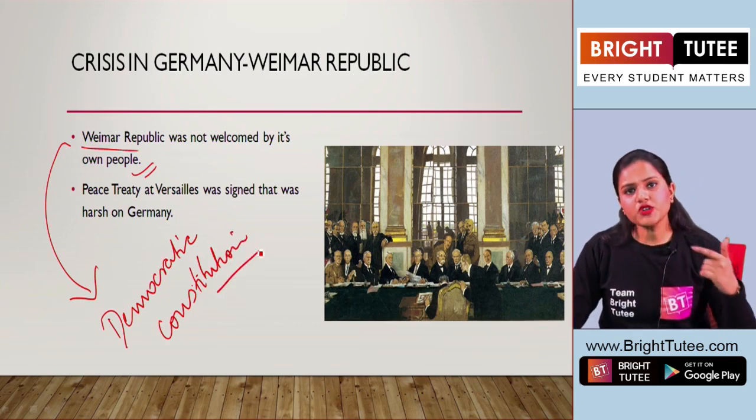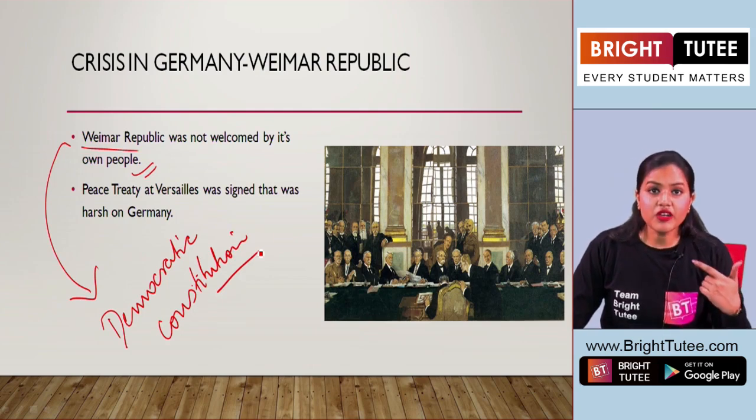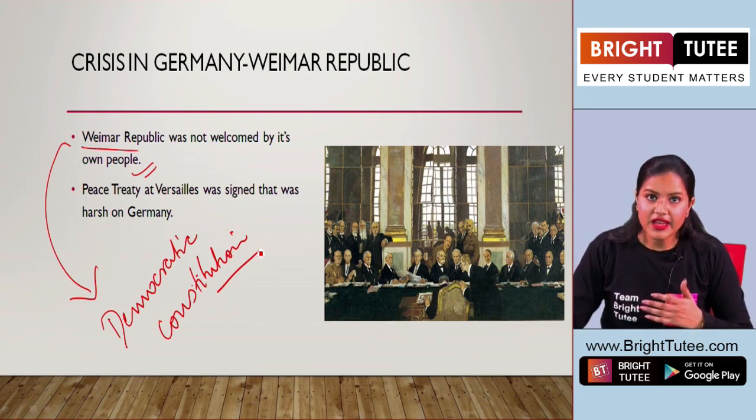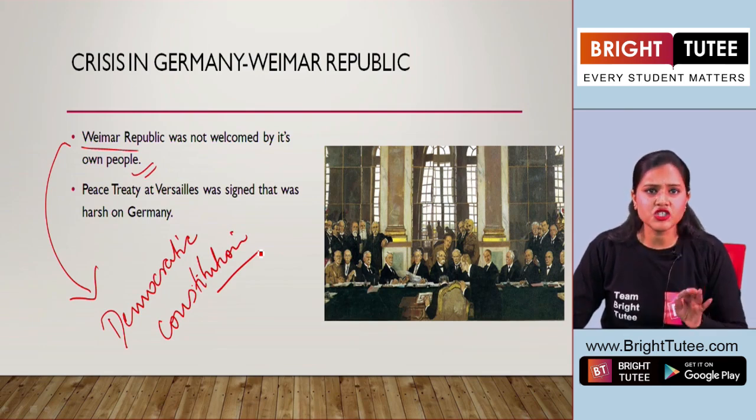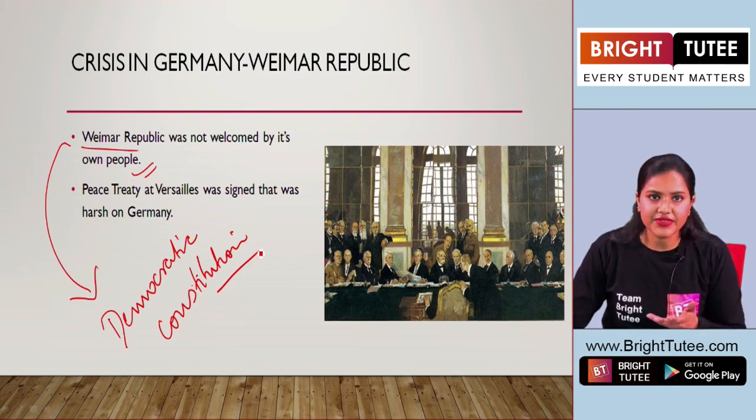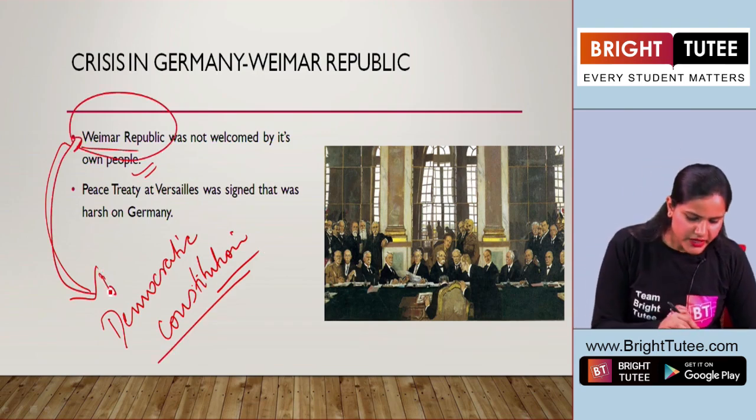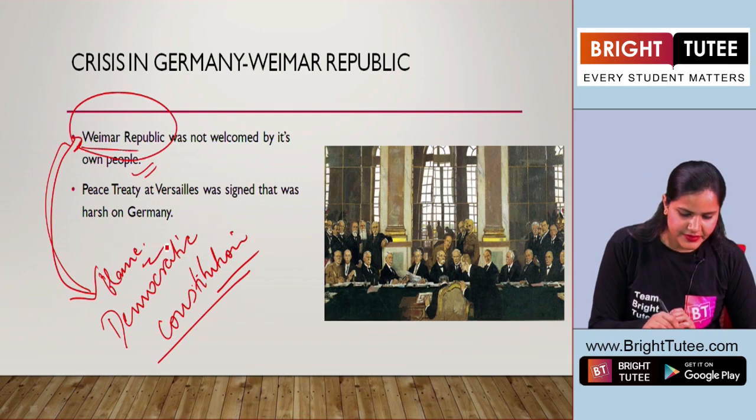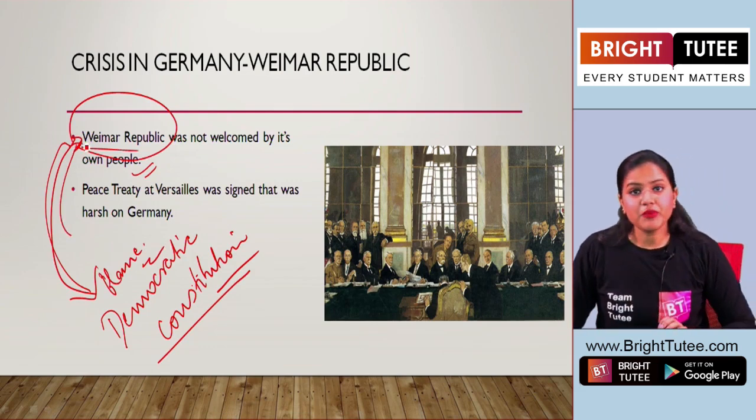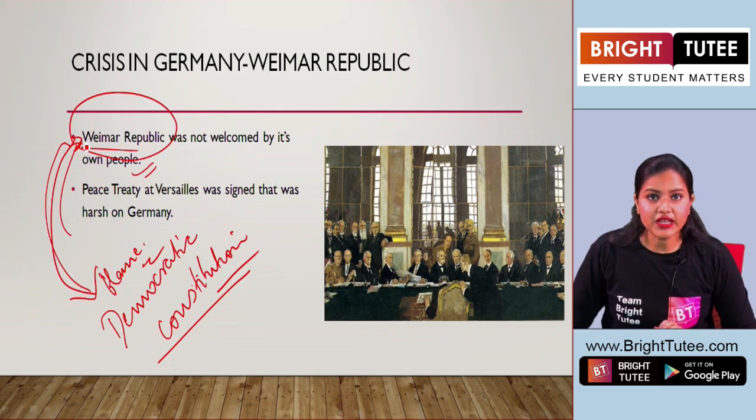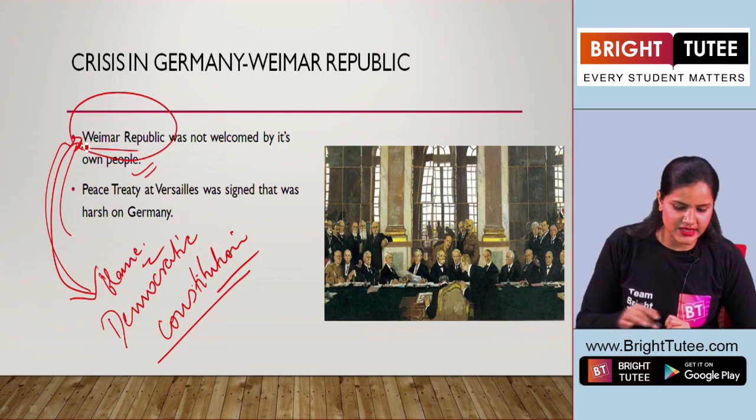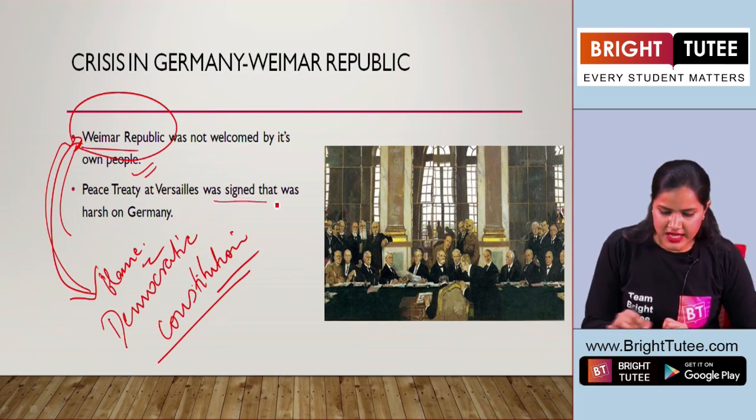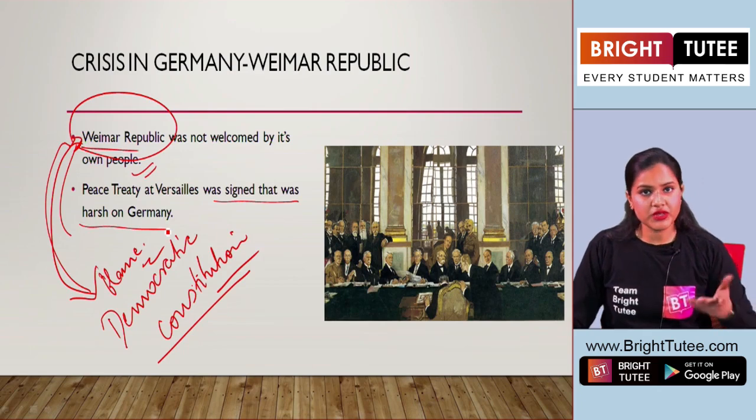Yes. Now, when we talked about the First World War, we know that Germany was defeated badly in the First World War, right? And with this, they had to sign a treaty that was quite harsh and humiliating for Germany, right? So the people of Germany wanted to put the blame on someone, right? So they blamed the Weimar Republic also as one of the reasons for the harsh and humiliating treaty that they had to sign with the Allies. So a peace treaty at Versailles was signed that was harsh and humiliating on Germany, like I told you.